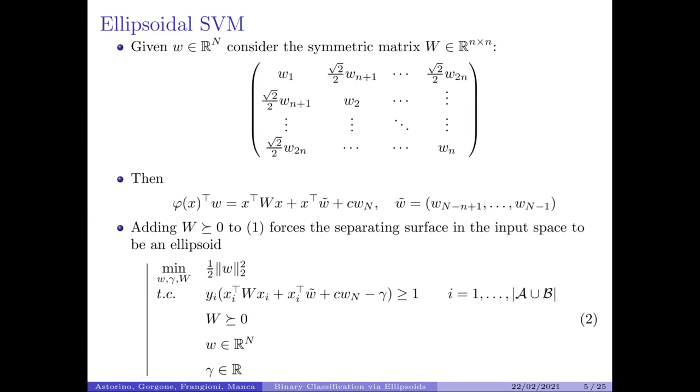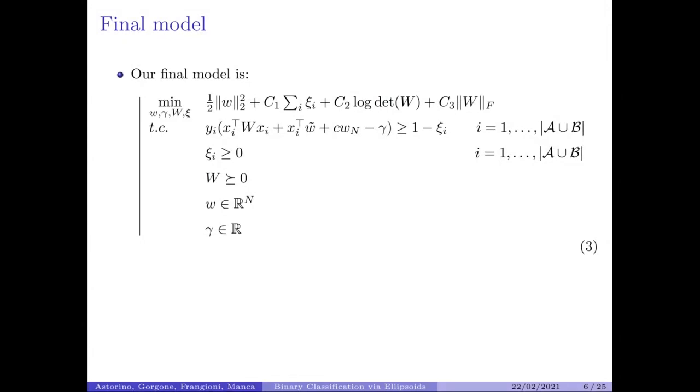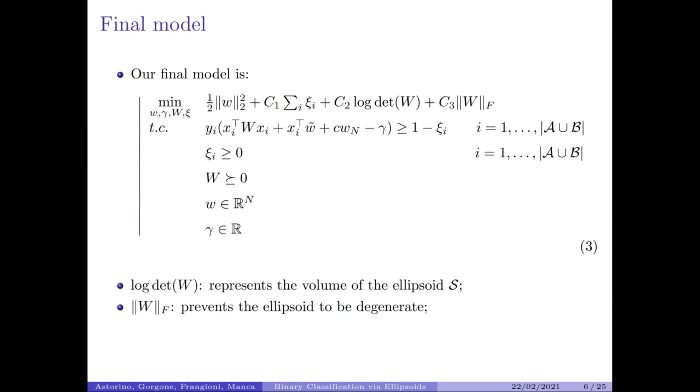So from this model, we adjust it a little bit because we add the term log det of W in the objective function, which models the volume of the ellipsoid, and the term Frobenius norm of W, which prevents the ellipsoid from being degenerate, which means that it prevents the ellipsoid from having semi-axes which are too close to zero. And finally, we add the slack variables xi_i for every point because we want to find a solution even if the two sets are not perfectly separable with an ellipsoid.